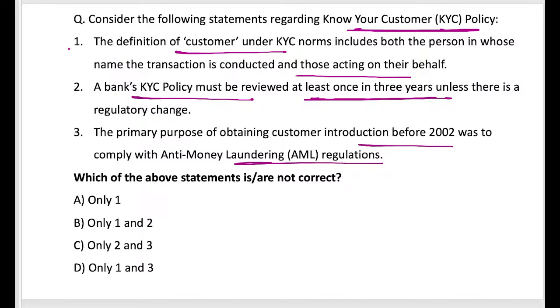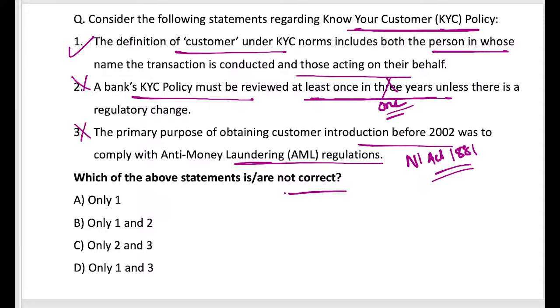Okay? So the first statement is right. Customer under KYC norms includes both the person in whose name the transaction is conducted and those acting on their behalf. Bank KYC policy must be updated once in a year. Yeah, so once in a year, every year, and that makes this statement wrong. Third statement, the primary purpose of obtaining customer introduction before 2002 was to comply with AML regulation. No, it was related to the NI Act 1881. Okay? So this was earlier governed through this.